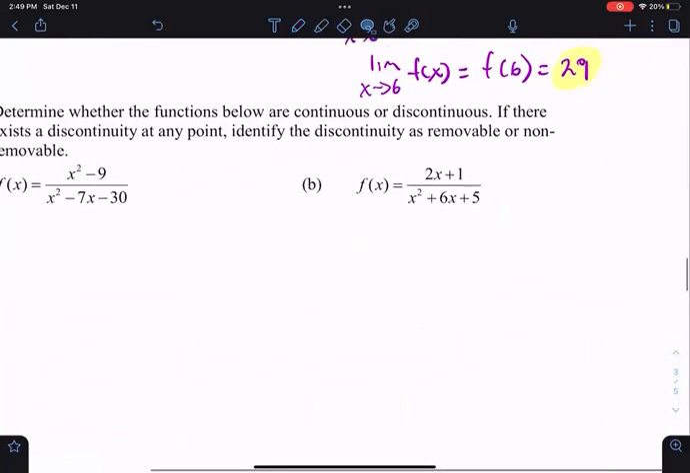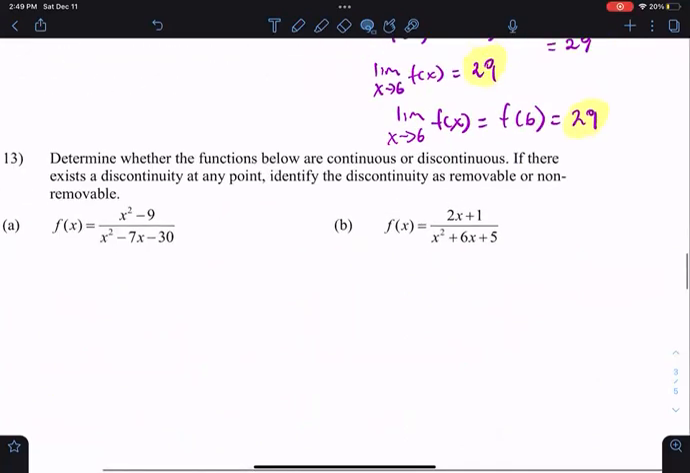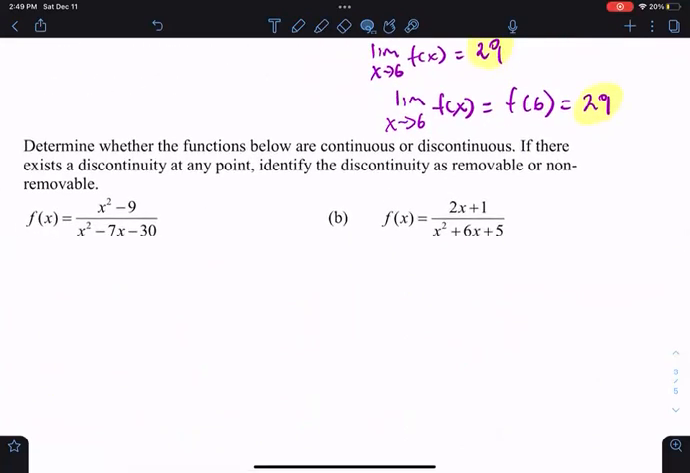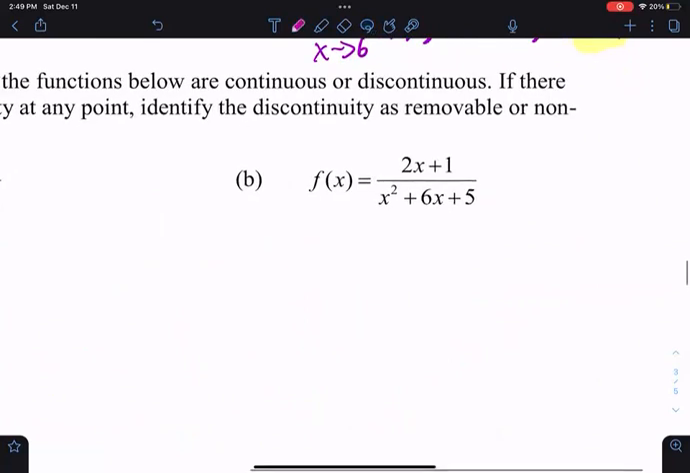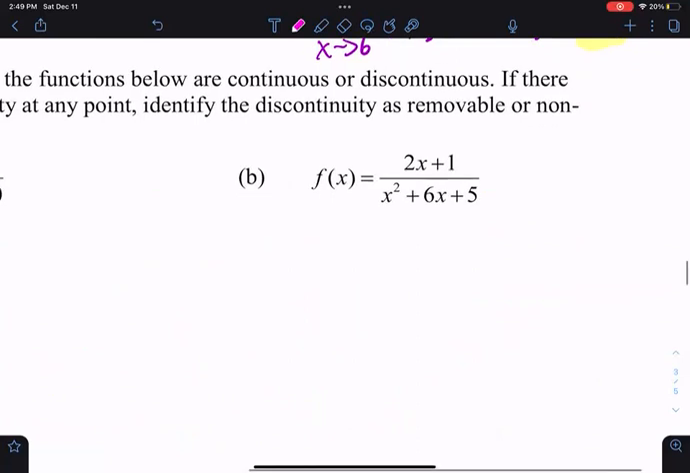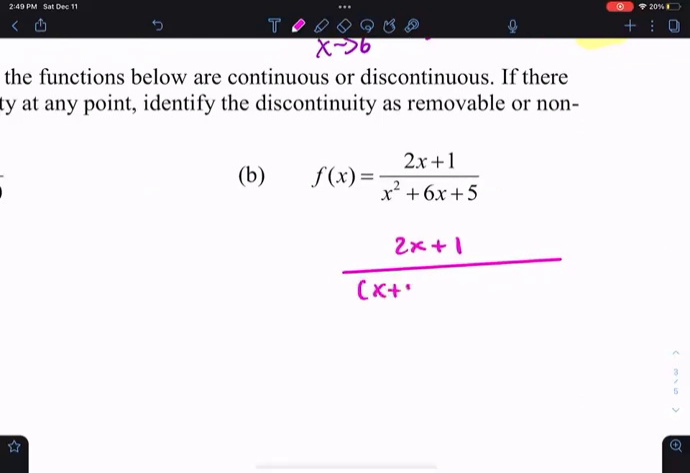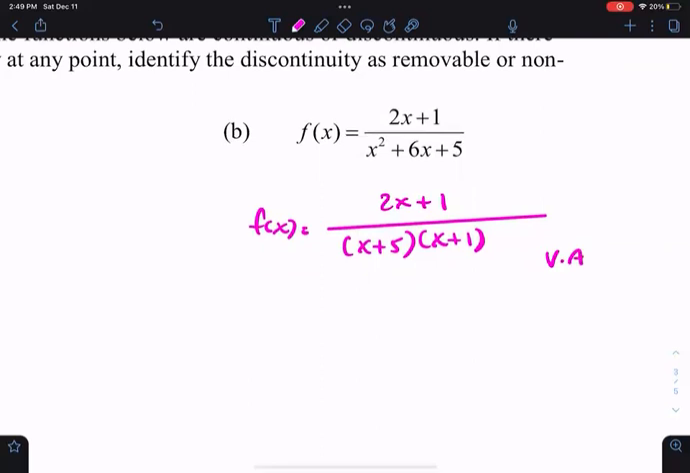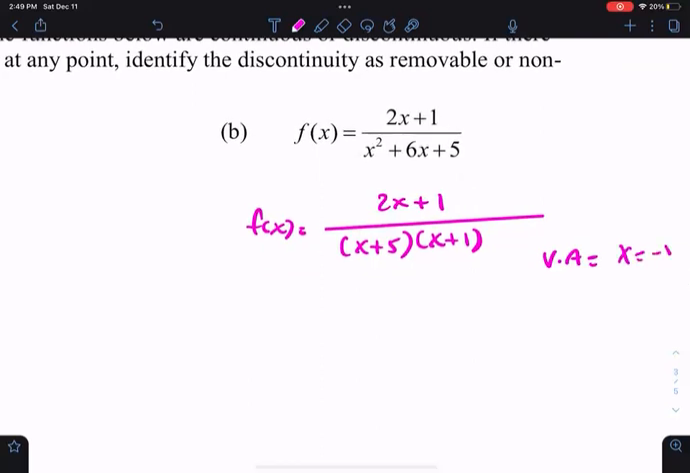So this one, they're asking you here, determine whether the function below is continuous or not. Okay, same question, right? So first of all, I need to find my vertical asymptotes, right? Nothing on the top is going to cancel with anything on the bottom. So this is going to be x plus 5, x plus 1. Nothing cancels. But there are two vertical asymptotes here. Vertical asymptote at x equals -5, right? x equals -1.